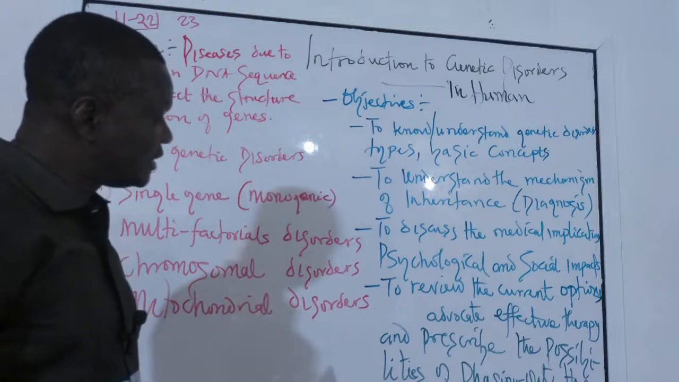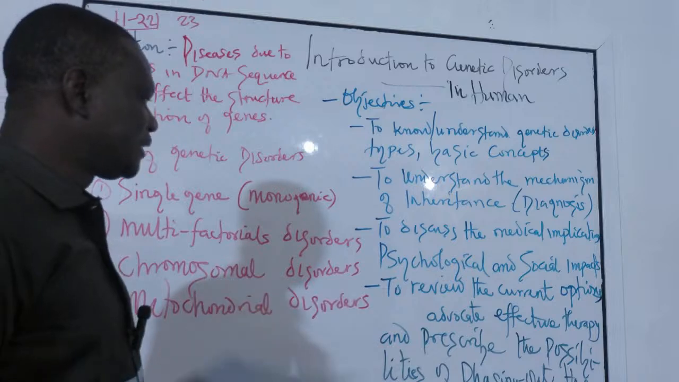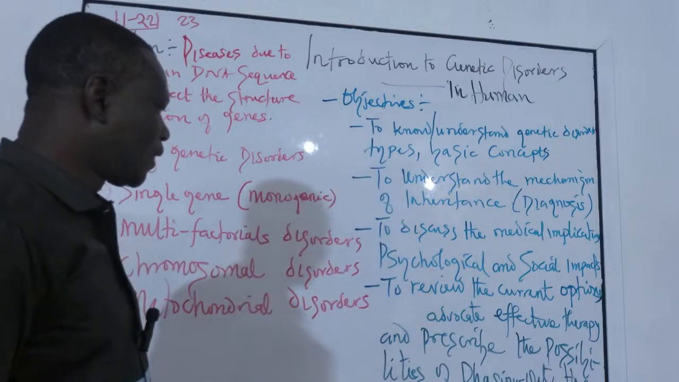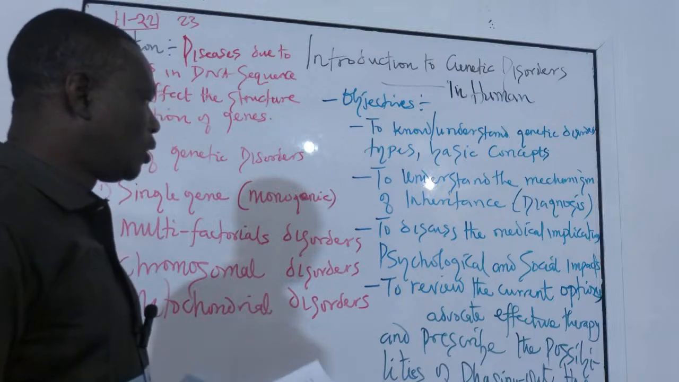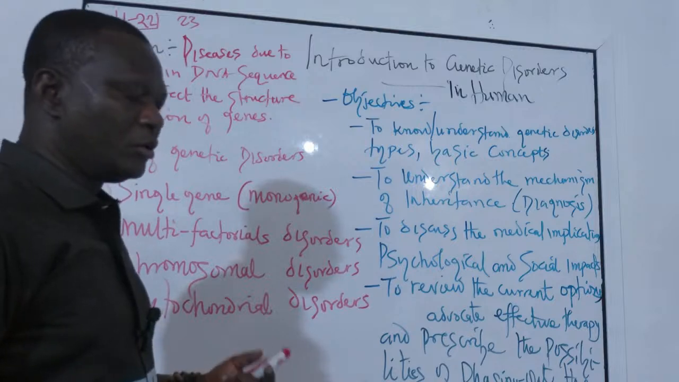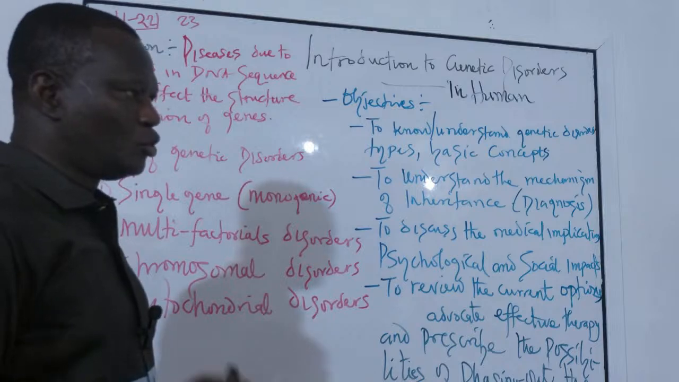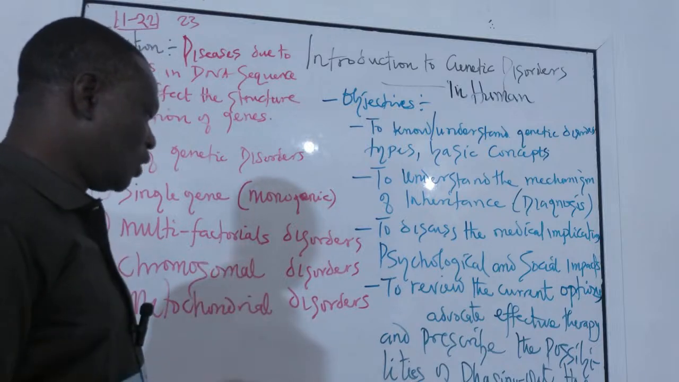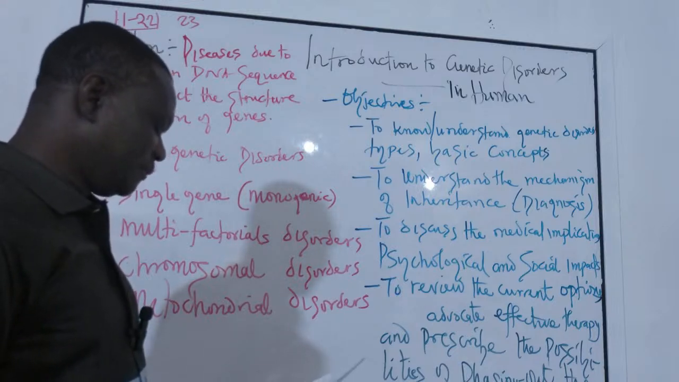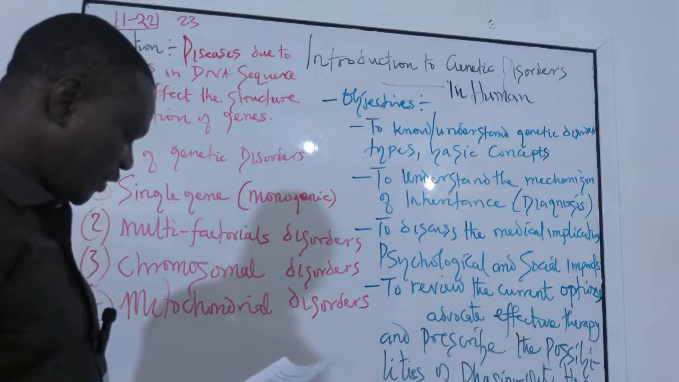And the essence of genetic counseling is that when you are able to diagnose what might be the problem, you will be able to prescribe the way out and be able to promote the good one, and that is the practice of eugenics. So we are going to see all this as we go on.